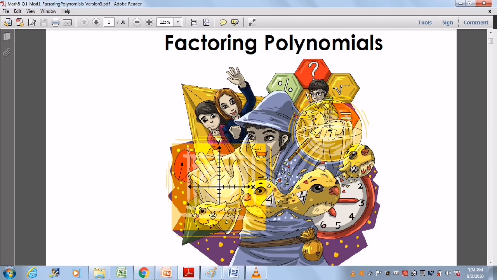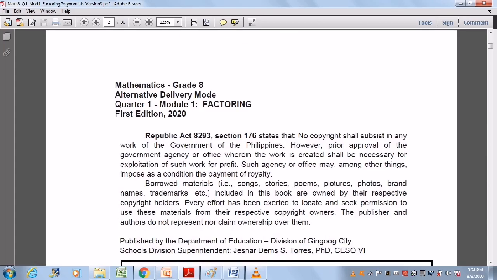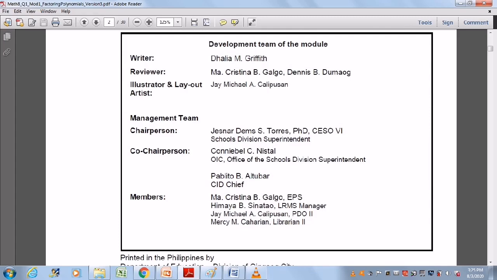Pero probably pag finotocopy to, black and white lang. Pero the content, so kung ano yung message or naisipahiwatig ng drawing na yan, so that is related with the competency. And then, ito yung pinaka-copyright page na kailangan nyo ding basahin at i-consider, yung Republic Act 8293 Section 176 states that no copyright shall subsist in any work of the government of the Philippines. However, prior approval of the government agency or office wherein the work is created shall be necessary for exploitation of such work for profit. Ayan.